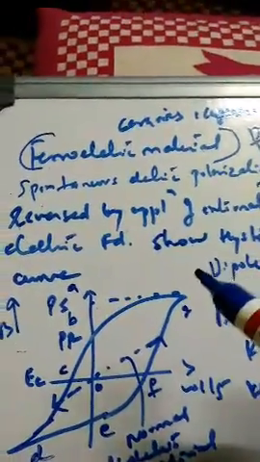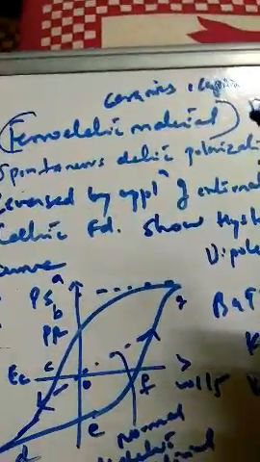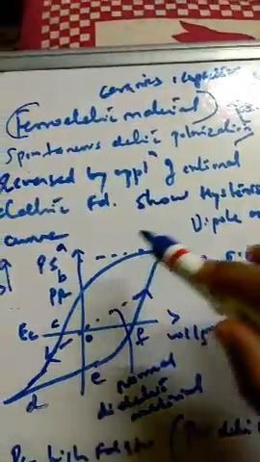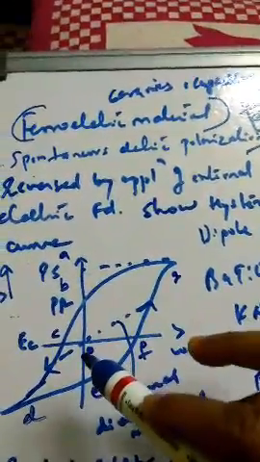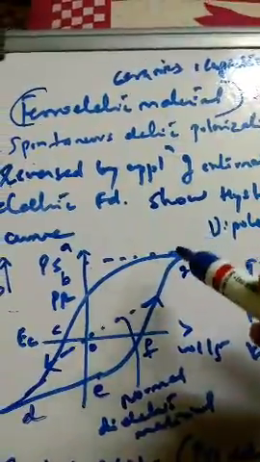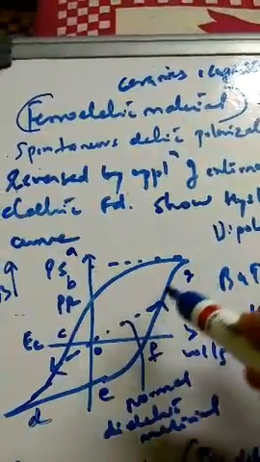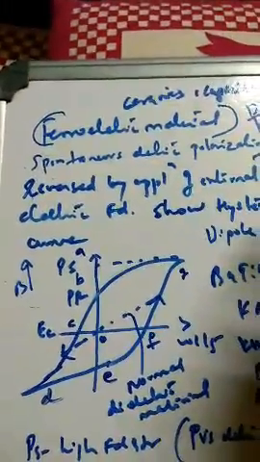So we can see the spontaneous electric polarization is acquired whenever the electric field is applied. These ferroelectric materials show this polarization curve like this, and they show the reverse polarization also. This is called hysteresis. Ferroelectric materials show the hysteresis curve like this.